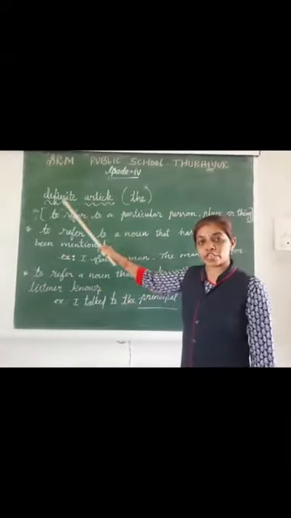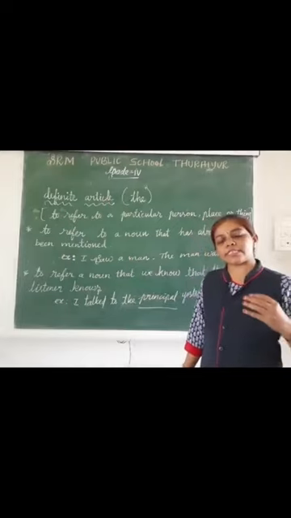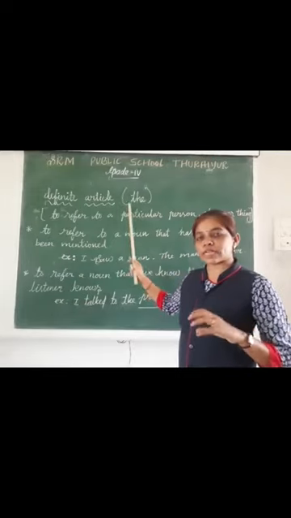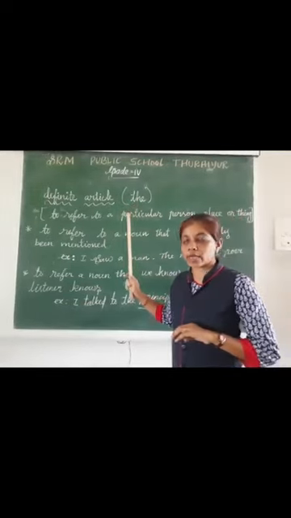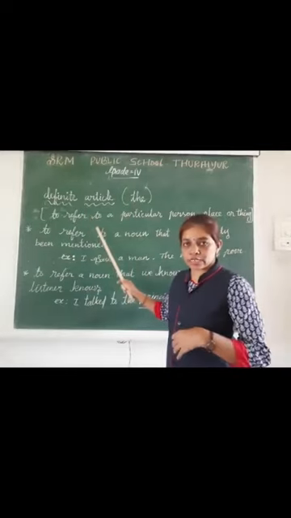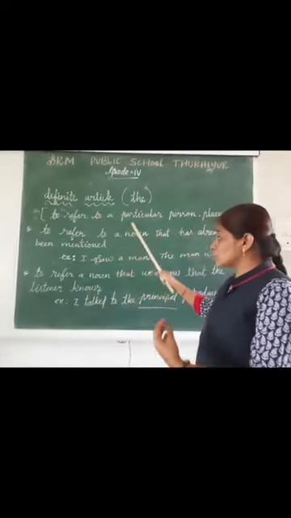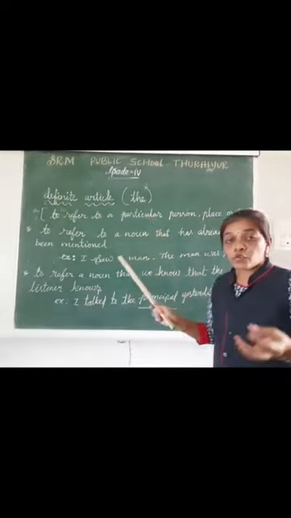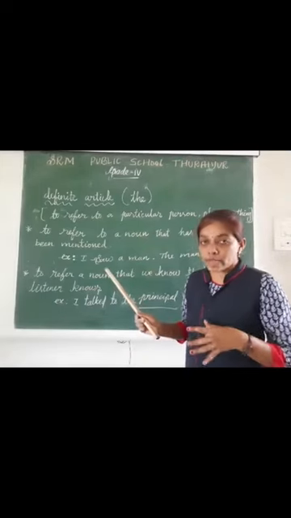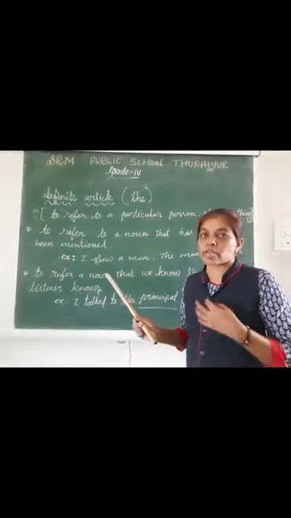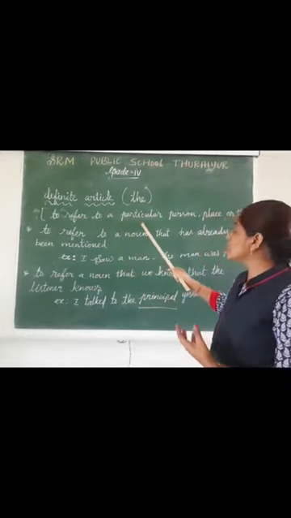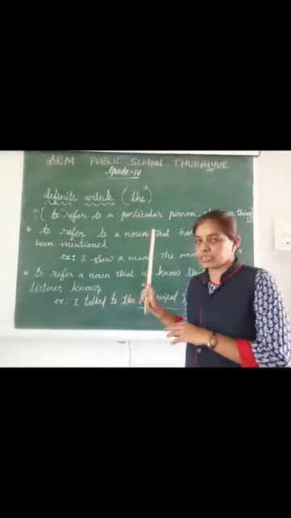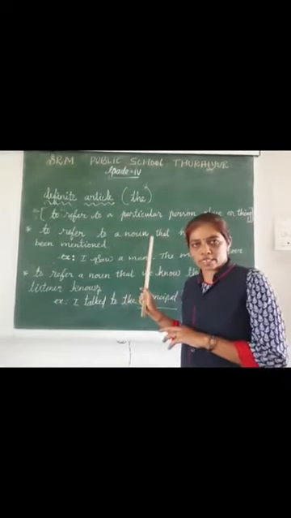Definite article. What will come under the category of definite article? The. Where do we need to use this definite article? When it refers to a particular person, place or thing, when we exactly know the noun, when we are sure about the noun. When it indicates a particular person, place or thing, we use the definite article.